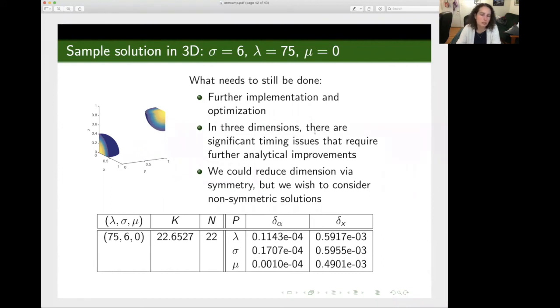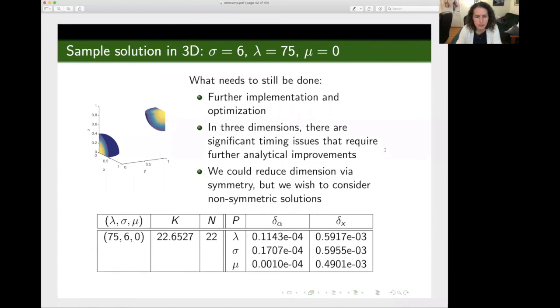In 3 dimensions, it's not just because there's timing issues. This works, but it doesn't work well in 3 dimensions. And so we need to address these types of things through analytical means, not just through some kind of optimization of our code.